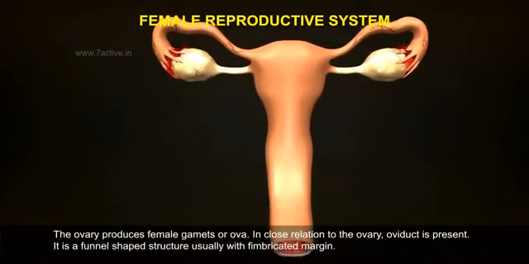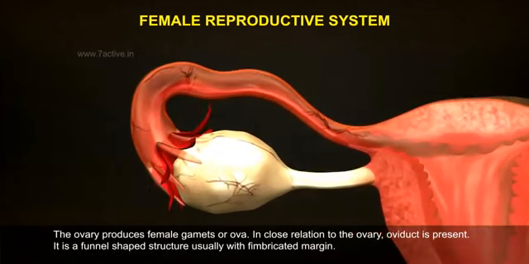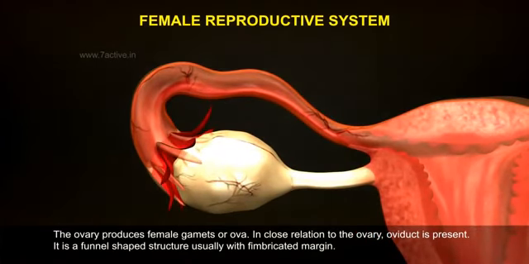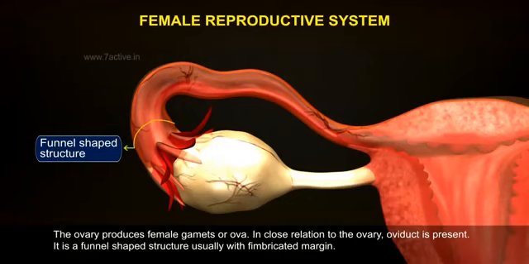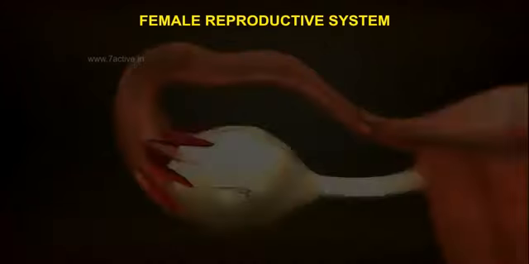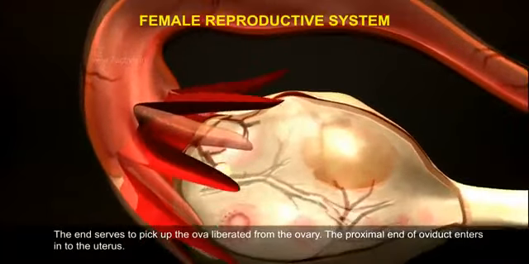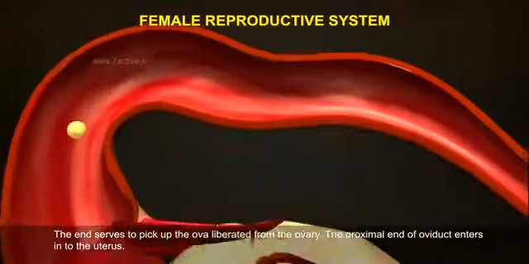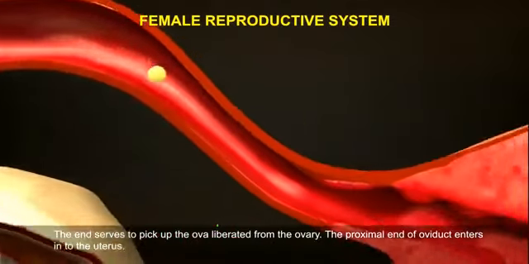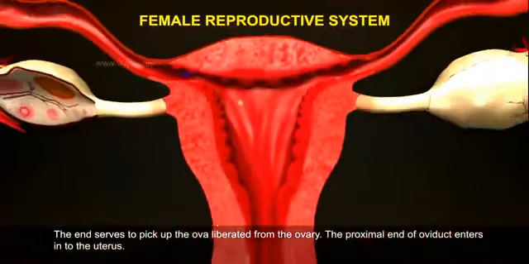The ovary produces female gametes or ova. In close relation to the ovary, oviduct is present. It is a funnel-shaped structure, usually with fimbricated margin. The end serves to pick up the ova liberated from the ovary. The proximal end of oviduct enters into the uterus.